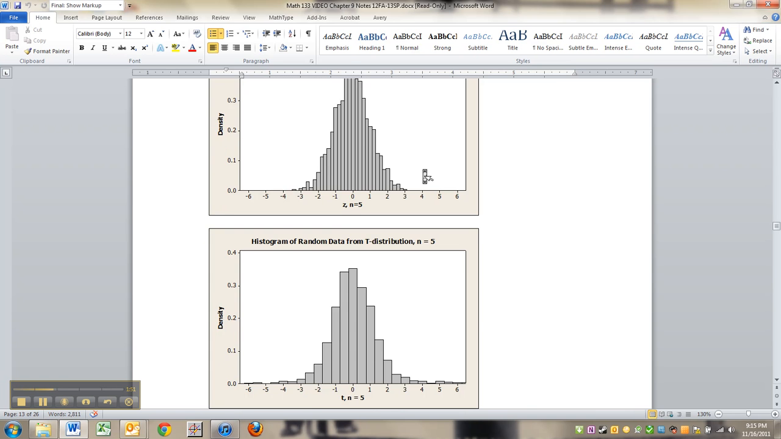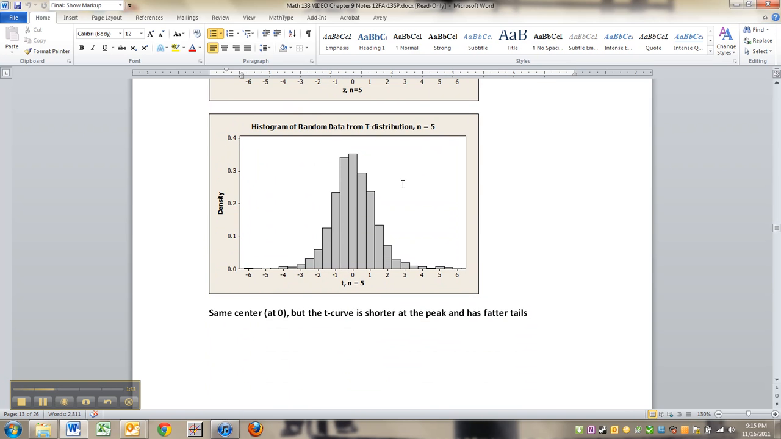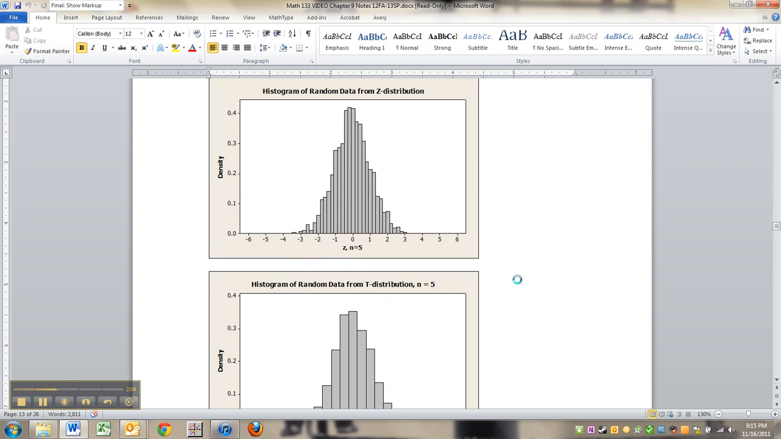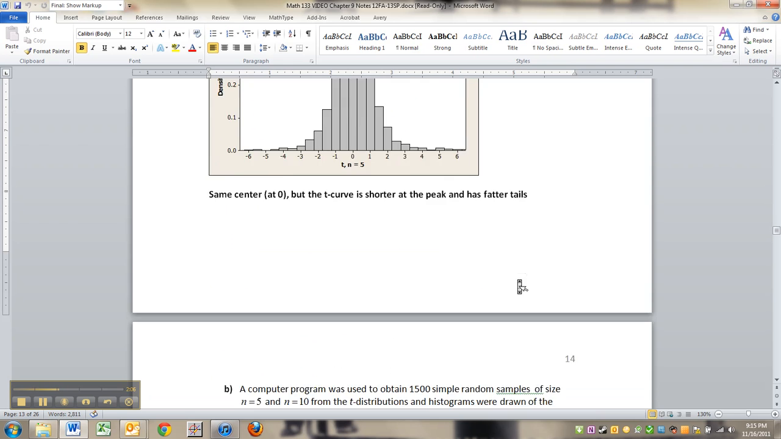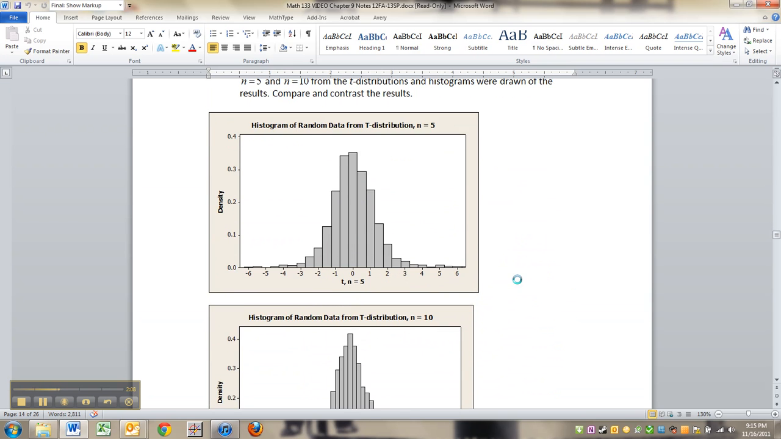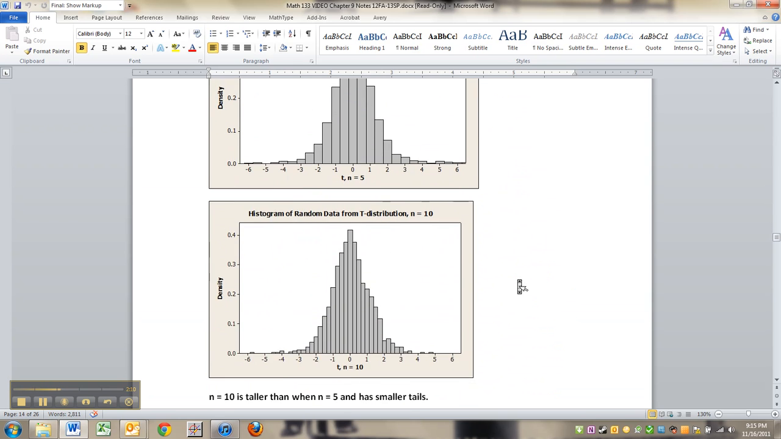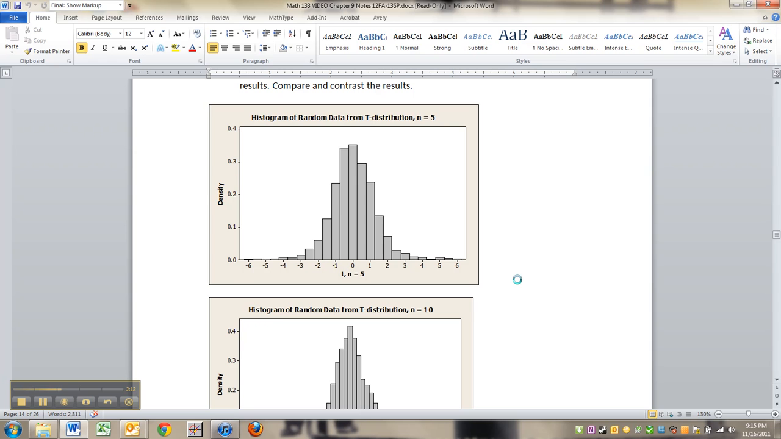So the long and the short of it is that the two curves have the same center, but the t curve is shorter at the peak and has fatter tails. And that's the big difference between a t distribution and a normal distribution. All right, then how do t distributions differ from each other? And you'd say, what do you mean? There's more than one t distribution? And I'd say, yes, exactly.